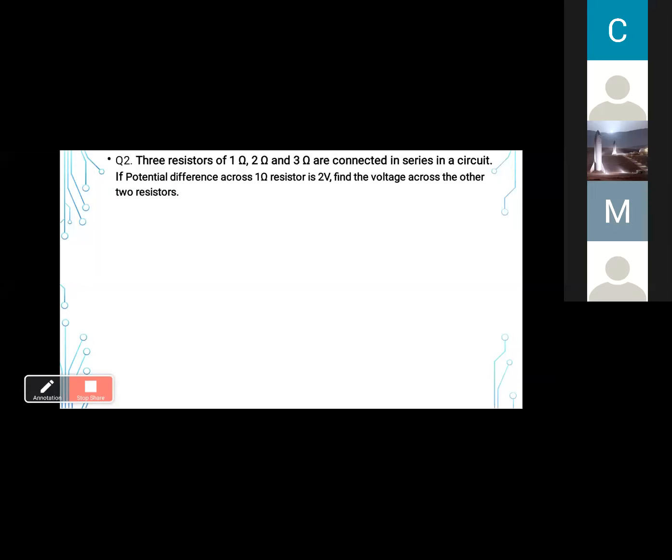Okay. So similarly, we have drawn the circuit here: 1 ohm, 2 ohm, 3 ohm in series. Total voltage I don't know, that's why I've written V here. Ammeter is there. Potential difference across 1 ohm I know, that is 2 volts. So instead of V1, I have written 2 volts. V2 and V3 I have to calculate. I cannot calculate V2 and V3 unless I know the current.